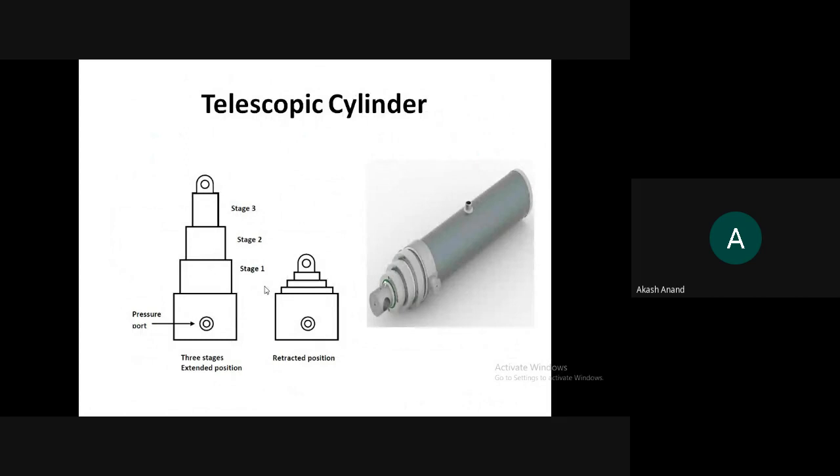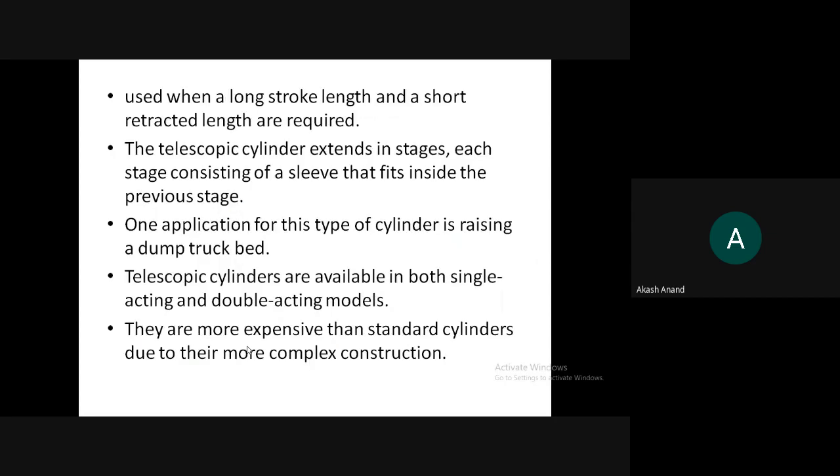Now we are going to another type of cylinder. I am again telling you that a cylinder is nothing but a linear actuator. This is another type of cylinder. This is the actual diagram, and this is a 2D representation of the telescopic cylinder. This is another type of linear actuator, used when a long stroke length is needed; stroke length means movement of the rod.